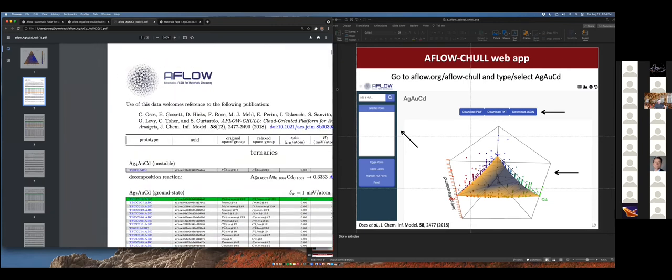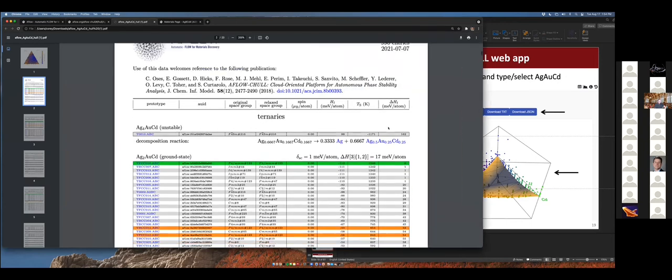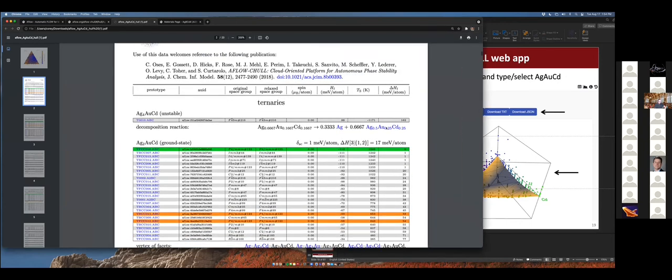Let me zoom in here. I'm going to make this bigger. We get a lot of information about the various compounds that were used to construct the convex hull, all the different calculations, and it's sorted by, so at the top we have ternaries, then we have the binary systems, and then the unary. So the three components, then the two components, and the one components.